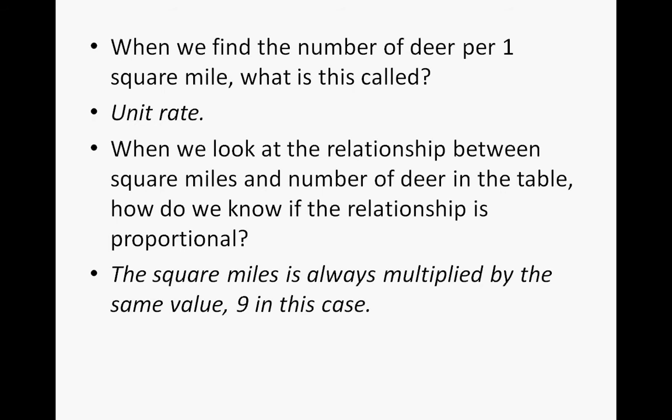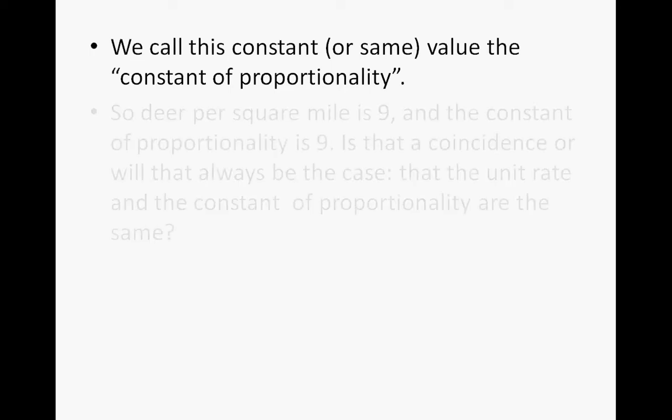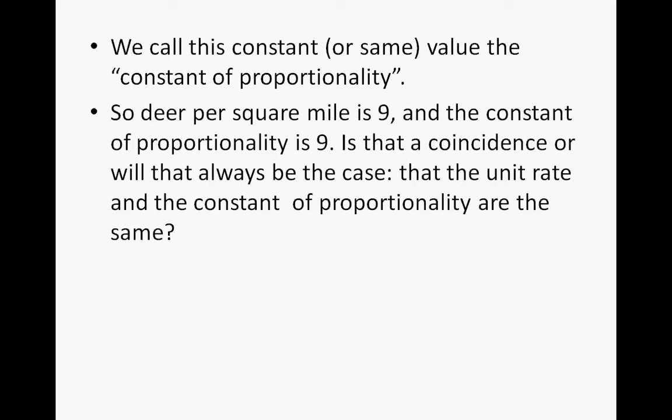So again, the relationship between the square miles and the number of deer, the difference between that is the fact that square miles is multiplied by 9. Not the fact that it's a division problem. We need to think of this relationship as a multiplication problem. And what number is multiplied constantly? The number of deer is multiplied constantly by the number 9 to get the square miles. So we call this constant, or the same value, the constant of proportionality. So deer per square mile is 9, and the constant of proportionality is 9.